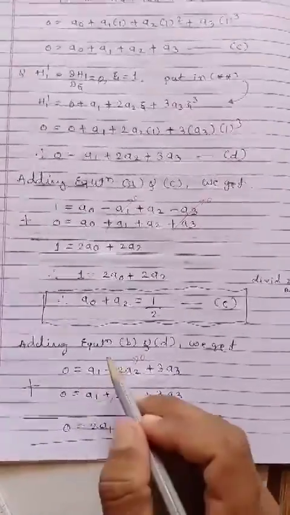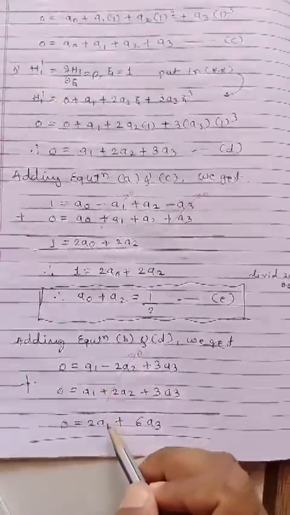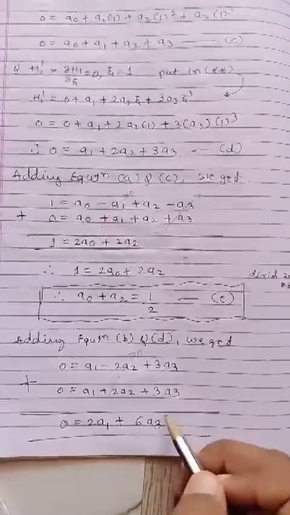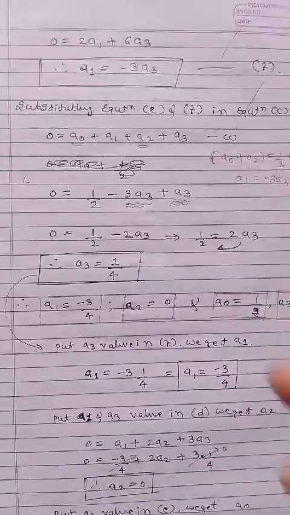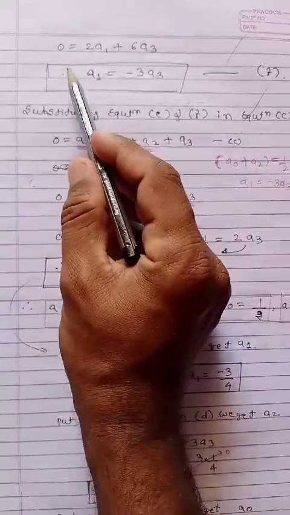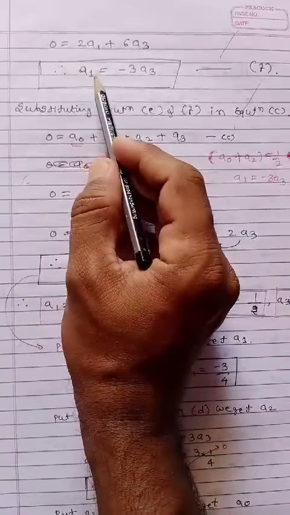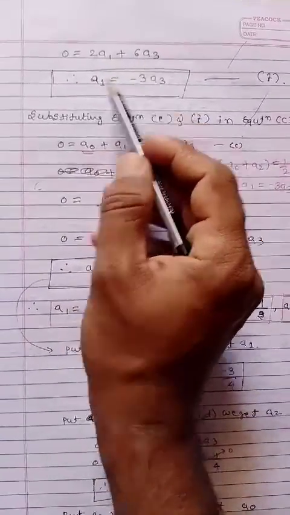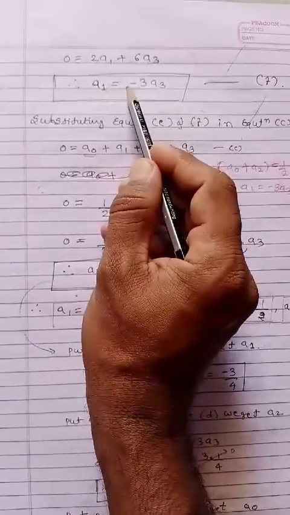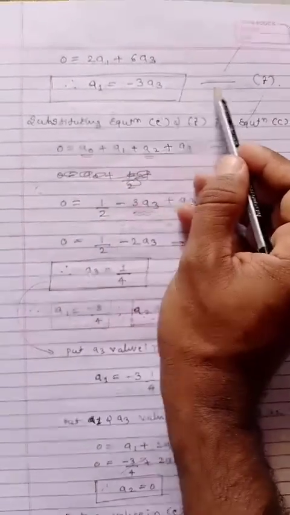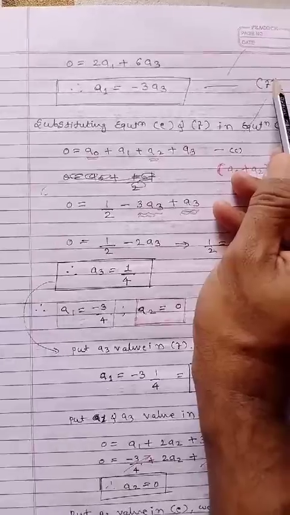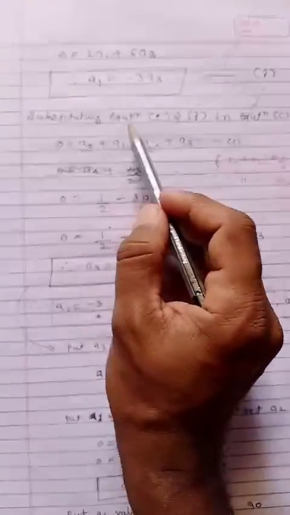So 0 = a0 + 1·a1 + 0·a2 ... that is 2a1 plus 6a3. So finally we got 0 equal to 2a1 plus 6a3, that is a1 equal to minus 3a3. Call this equation F. Now substitute the equations E and F.